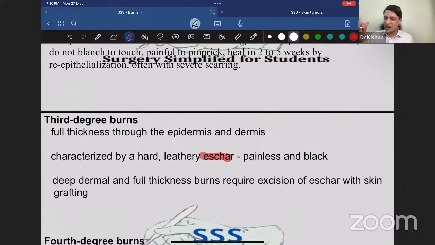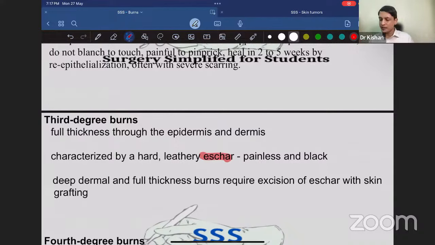Eschar is nothing but a very hard and leathery type. The entire thing gets charred. Okay, then it's called eschar. So it is characteristically painless, entire nerve, everything is completely damaged. So it's painless and completely blackened. It's charred out. That's third degree burns.